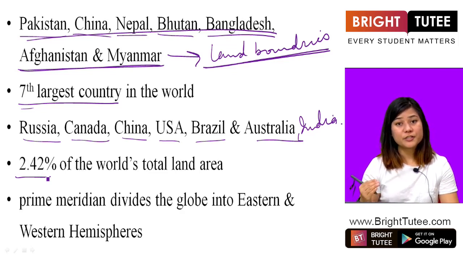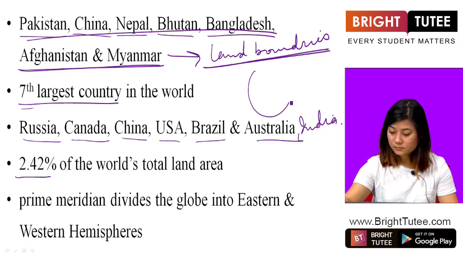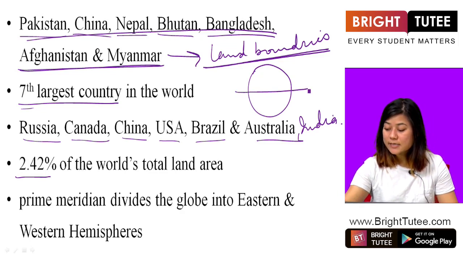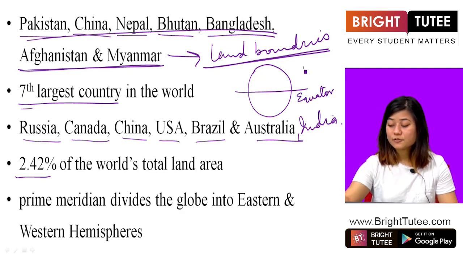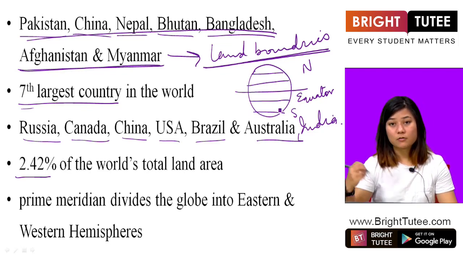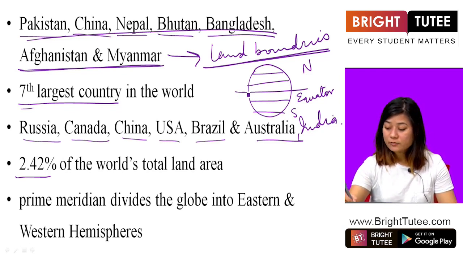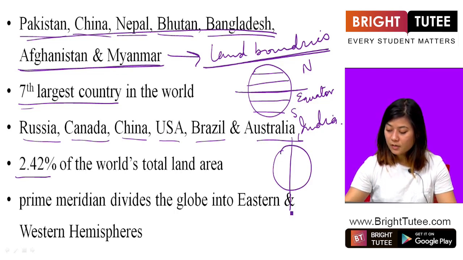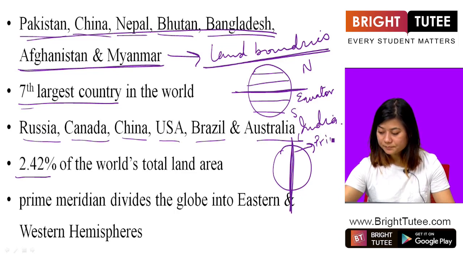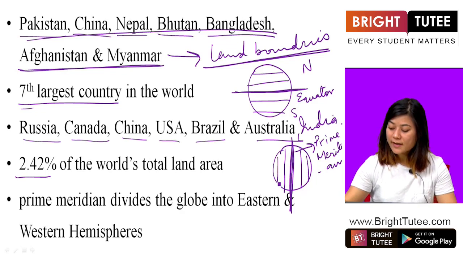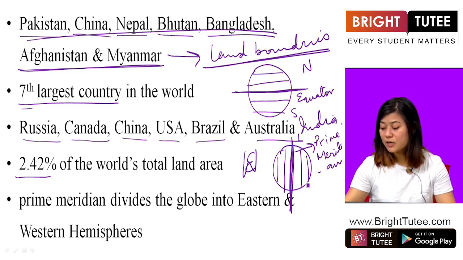When we were doing longitudes and latitudes, if you remember, we know that the equator divides the earth into the northern hemisphere and southern hemisphere. And the latitudes that run across the globe are called the Tropic of Cancer, Tropic of Capricorn, Arctic Circle, etc. Now that is latitudes. If you look at longitude, the central longitude, just like the equator, is called the prime meridian. Just like the equator, the prime meridian also divides the earth into two halves, eastern hemisphere and western hemisphere.